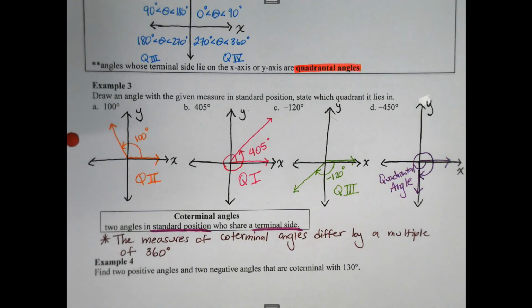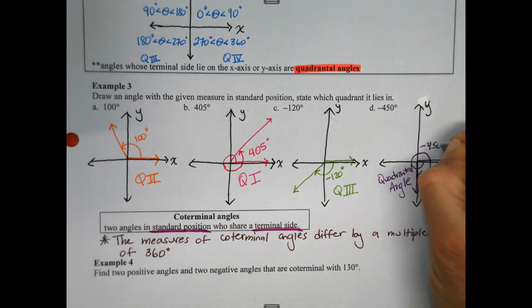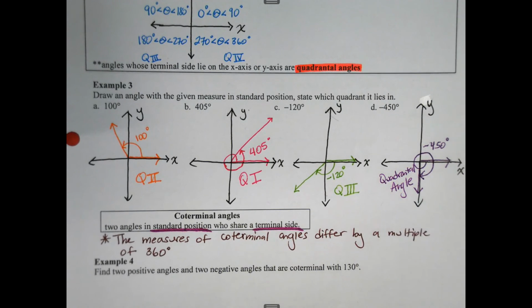So for example, the angle in part D up here, which was negative 450 degrees, would be coterminal with negative 90 degrees, since a negative 90 degree angle also ends on the negative y-axis. We could say it's also coterminal with positive 270 degrees, since a 270 degree angle would start on the positive x-axis, rotate counterclockwise, and end on the negative y-axis. So in order to find coterminal angles, all you have to do is either add or subtract some multiple of 360 degrees.